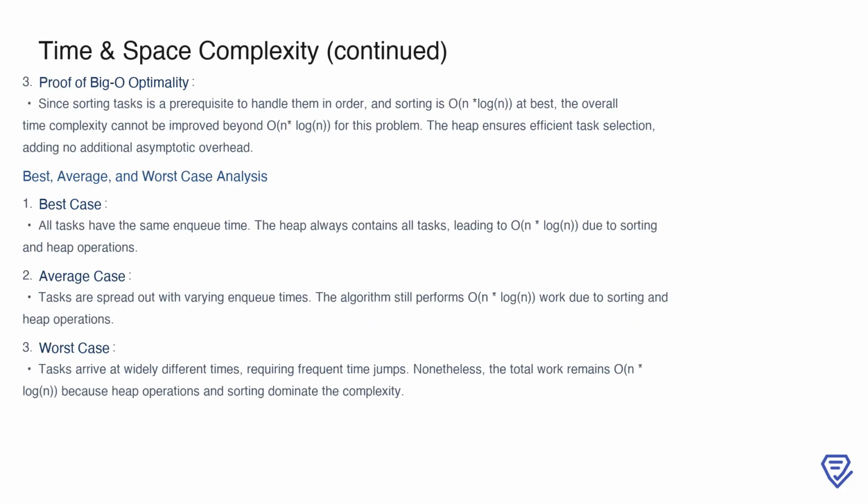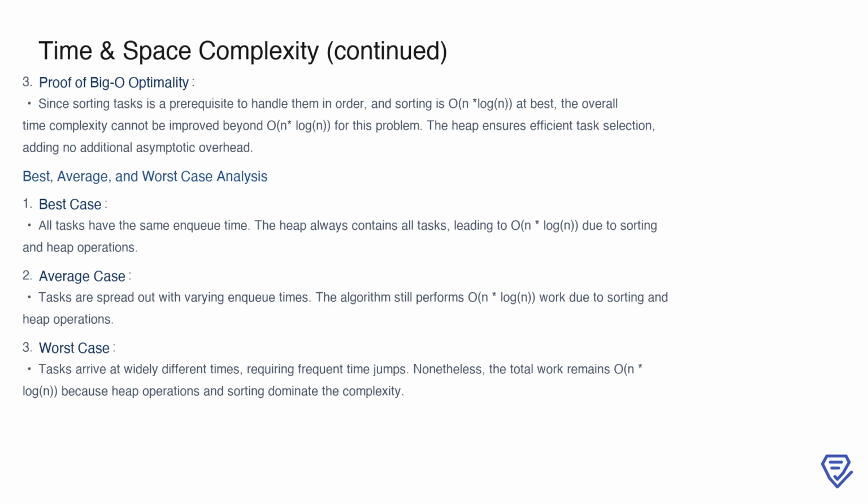It's important to note that this optimized solution achieves big O optimality. Sorting tasks by their enqueue time is necessary to process them in order, and sorting inherently has a lower bound of O(n log n). This means that the time complexity of our solution cannot be improved beyond O(n log n). The use of a min heap ensures efficient task selection without introducing additional asymptotic overhead.